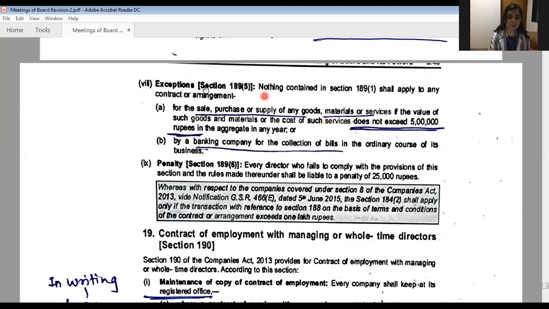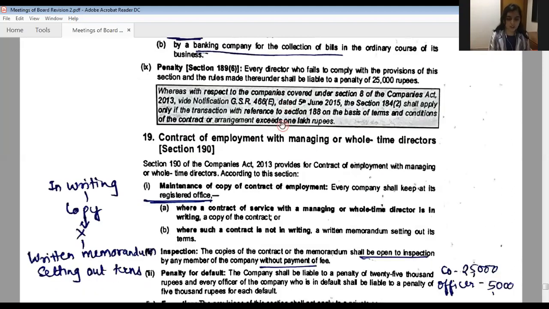The exceptions to section 189 subsection 1 are for the sale, purchase, or supply of any goods, material, or services if the value of such goods or materials or the cost of such service does not exceed rupees 5 lakh, then the register shall not be maintained in this case. And the second is by the banking company for collection of bills. These are all exceptions to maintenance of the register.